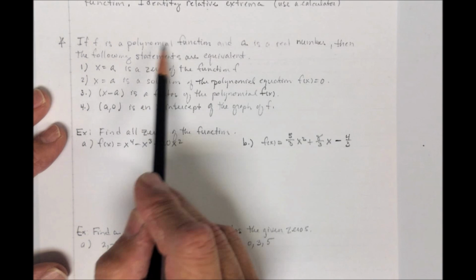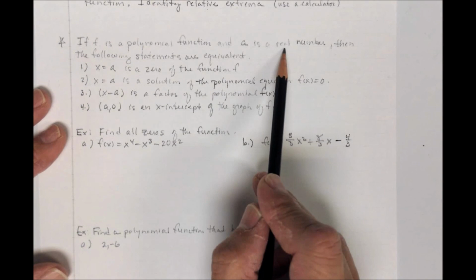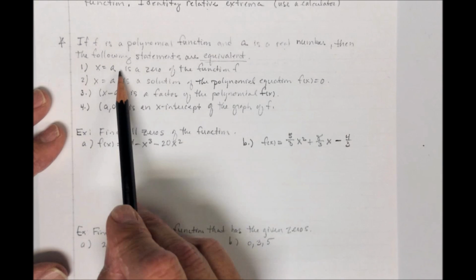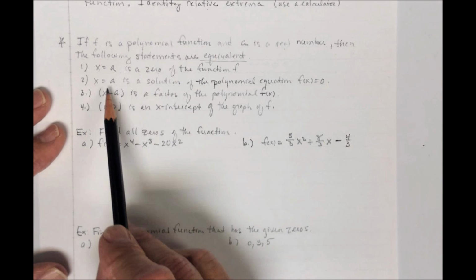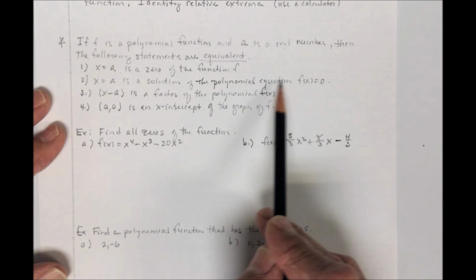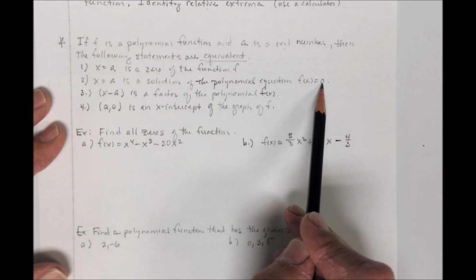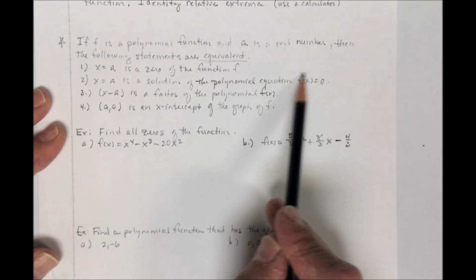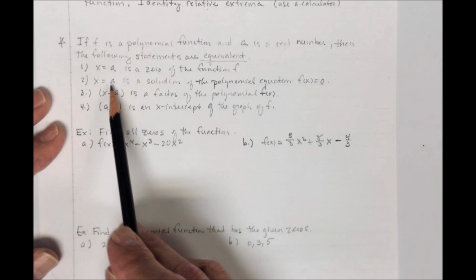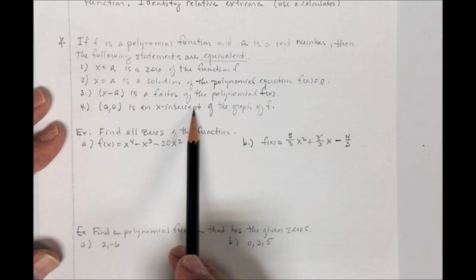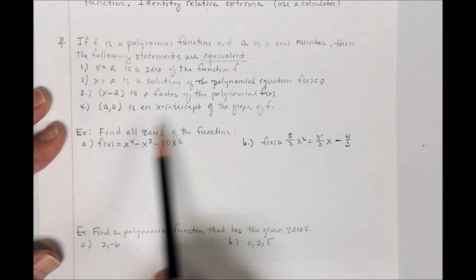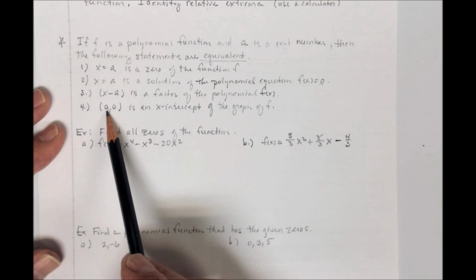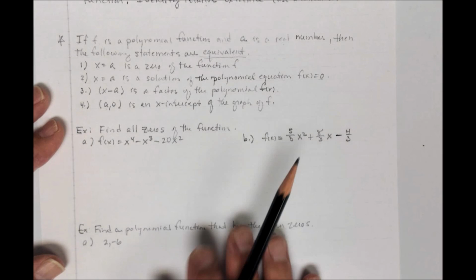If f is a polynomial function, a is a real number, then the following statements are equivalent. That x equals a is a zero of the function. That x equals a is the solution if I set the function equal to 0 and make a polynomial equation out of it. That x minus a would be a factor of that, because that's how I would get the root, the solution, and that (a, 0) is an x-intercept. Now, they all sound like different things, but they're all related because they all involve the a here. So let's keep that straight.